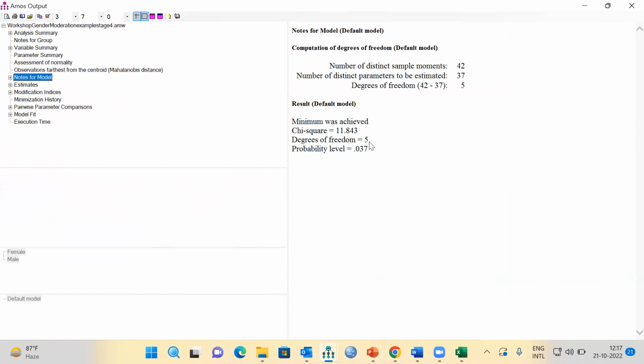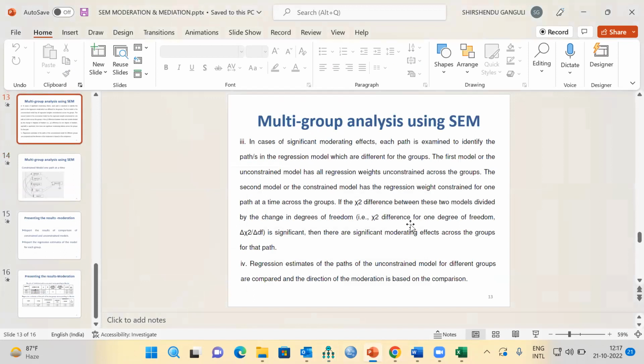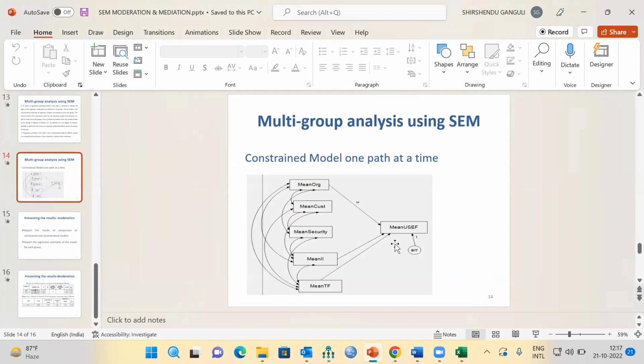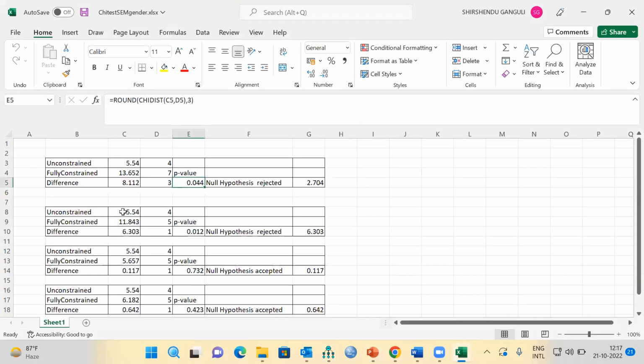Fine. That's what I have told you. That's what you have to check, the chi-square difference versus degrees of freedom difference, one path at a time. So 11.843 and 5, and the original unconstant model was 5.54 and 4. This is for this path, 11.843 and 5. Similarly, look at the chi-square difference versus degrees of freedom difference, and the p-value comes significant.